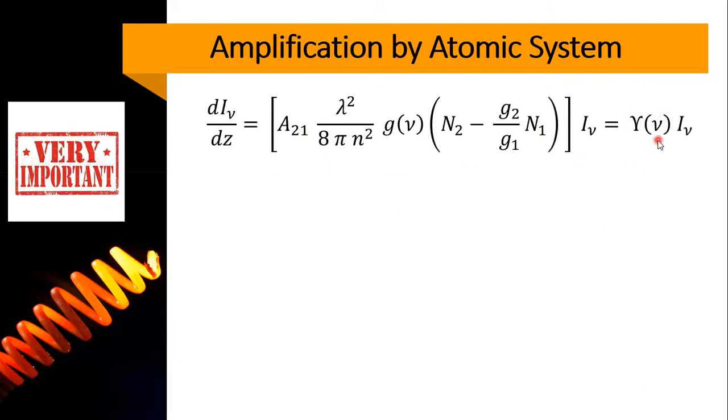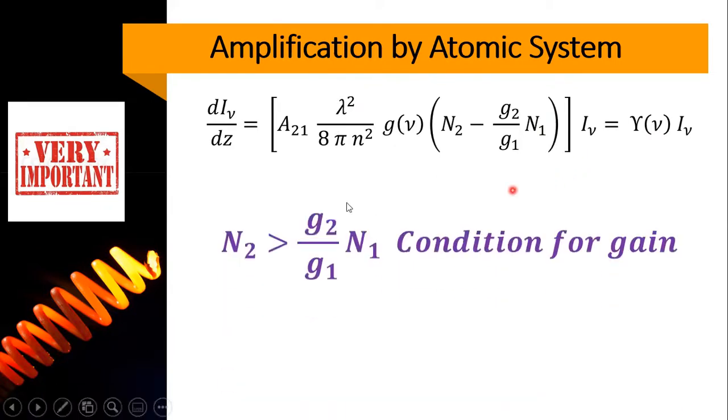Of course, this gamma is a frequency dependent function. You can see that there is a line shape function here, which is frequency dependent, and we have a lambda here, which is again frequency dependent. That's why this gamma is a frequency dependent parameter. And again, when N2 is greater than G2 over G1 N1, then we have an amplification condition, or in other words, the stimulated emission dominates with respect to the spontaneous emission and the absorption.